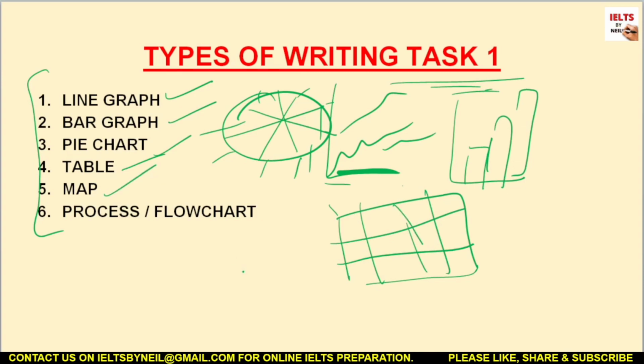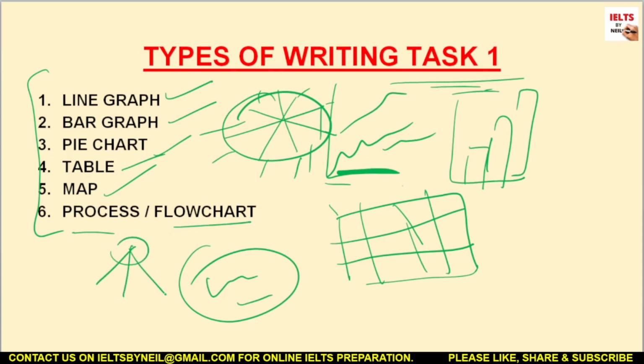And a map, as it says, a map of the area will be given and you will need to write a summary of that. And the process or flow chart. Basically a flow chart normally tells the process of doing something. For example, this next step is this, next step is this, and this is a flow chart in the process.